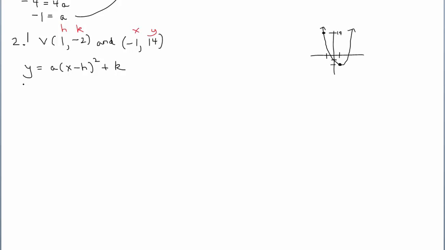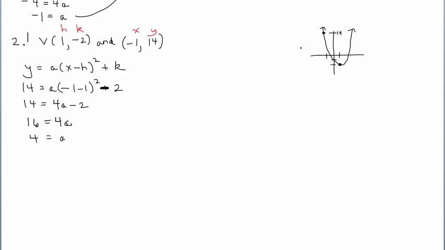Okay, y is going to be replaced with 14. x will be replaced with -1 minus another 1 for the h, quantity squared, plus, oops, in this case it's minus k because it's -2. Alright, order of operations, let's perform this square first. So (-2) squared would be +4. So this becomes 4a minus 2. Add a 2 to the other side, that's 16. Divide both sides by 4, so a is 4.